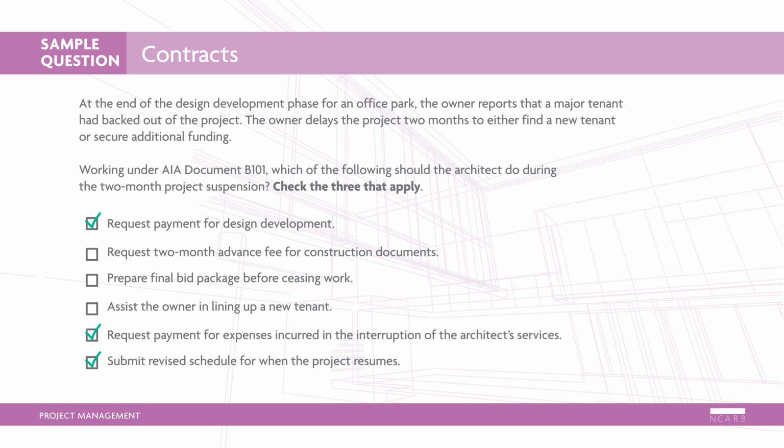According to AIA document B101-2017, if the owner suspends a project, the architect is entitled to payment for all expenses incurred up to that point. The architect can also request payment for expenses incurred because of the interruption. And if the project resumes, a revised schedule can be submitted.